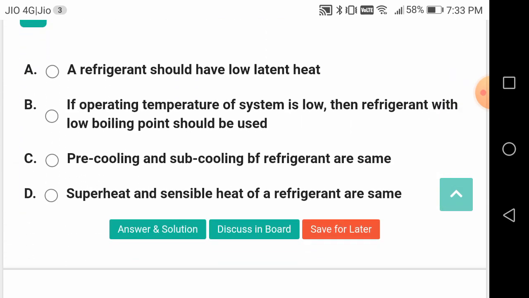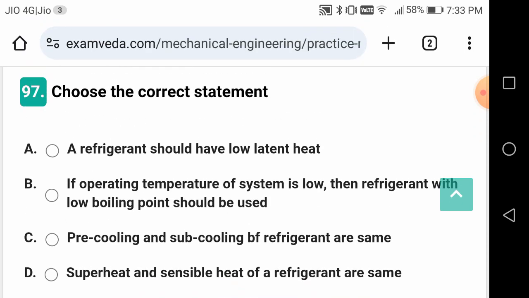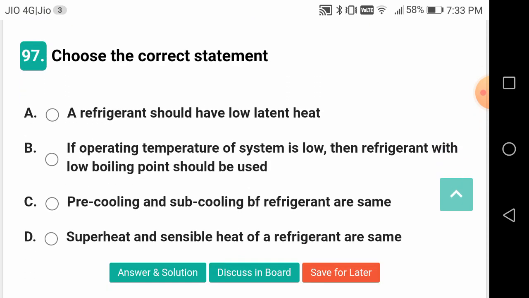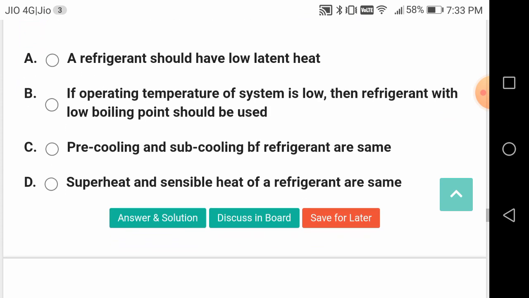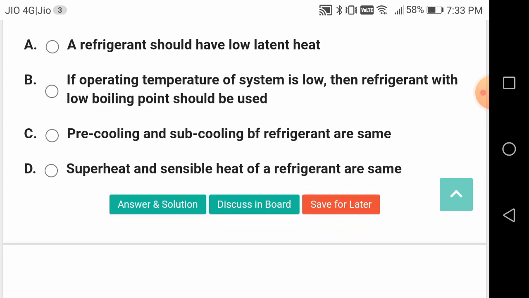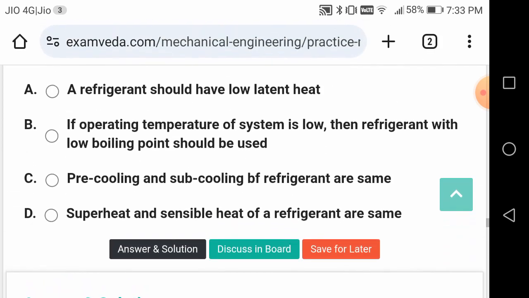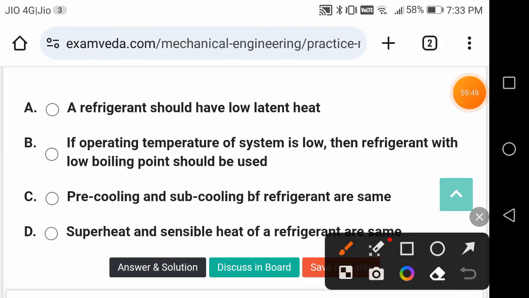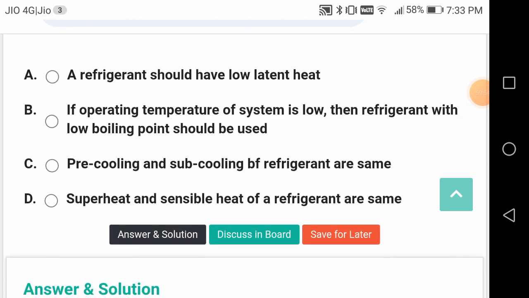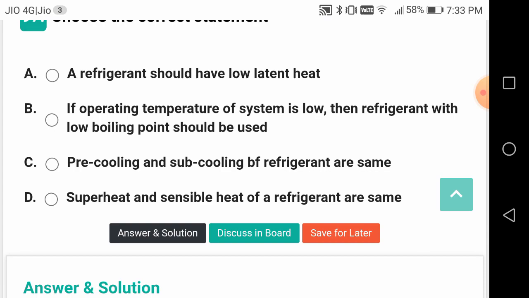Choose the correct statement. Which of these is the correct answer? A refrigerant should have low latent heat? No. If operating temperature of system is low, then refrigerant with low boiling point should be used. Let us see. Pre-cooling and subcooling of refrigerant are same? No. Superheat and sensible heat of a refrigerant are same? No. So what is the correct answer? So this is the correct answer. If operating temperature of system is low, then refrigerant with the low boiling point should be used.